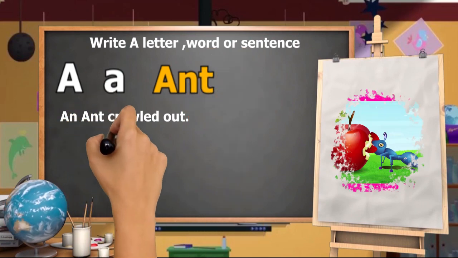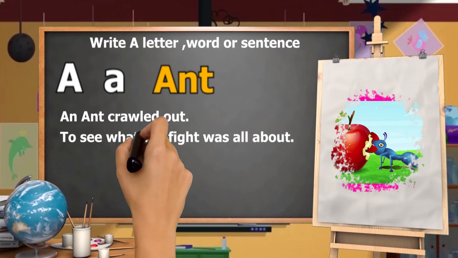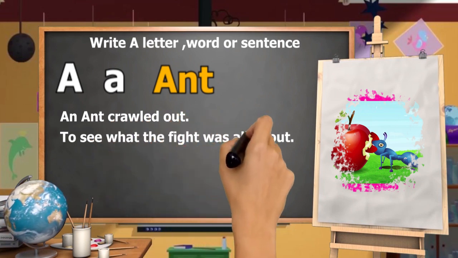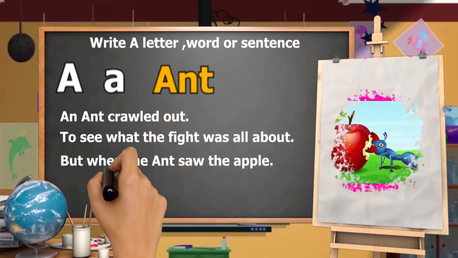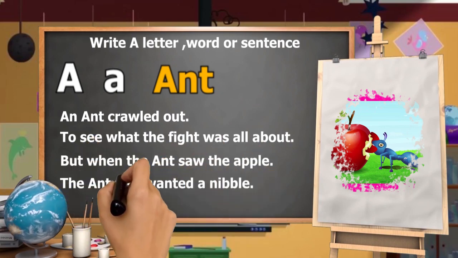Ant. An ant crawled out to see what the fight was all about. But when the ant saw the apple, the ant also wanted a nibble.